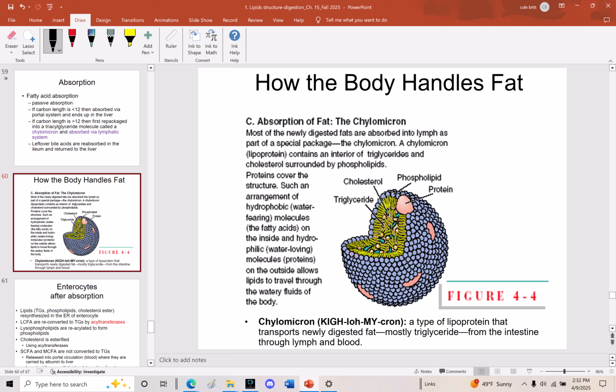All the others will be made by the liver. There are other lipoproteins. We have LDLs and HDLs. You've probably heard of those. Talked about them before. But chylomicrons are a lipoprotein made in the intestine from digested fat. Digested lipids. And remember, most lipids are going to be triglycerides because your diet is primarily triglycerides. 95% of the lipids that you consume in your diet are in the form of triglycerides. So that's why chylomicrons are primarily carrying triglycerides.